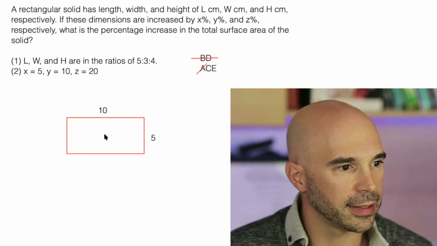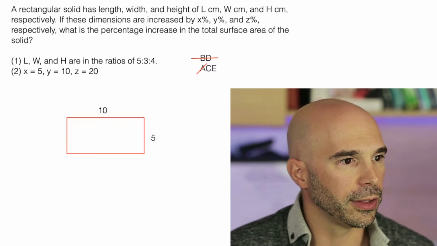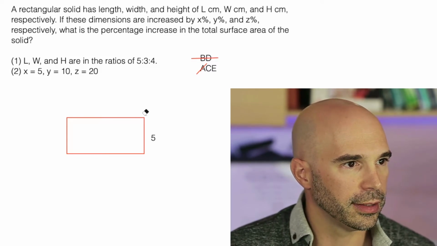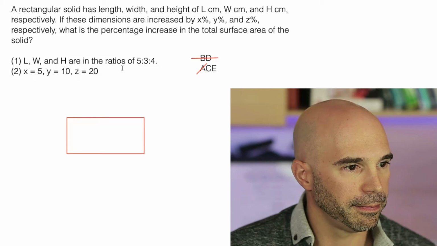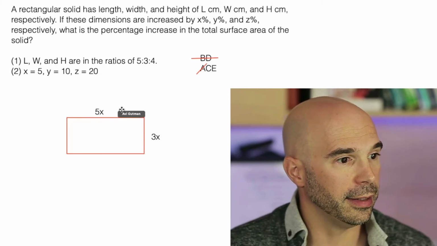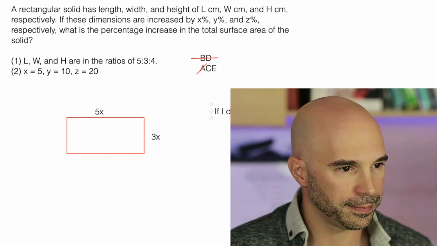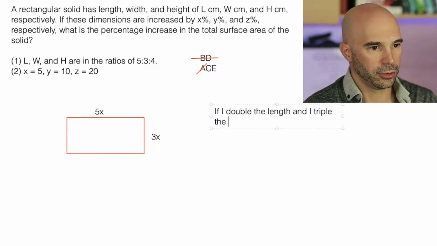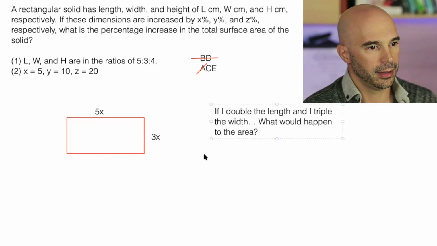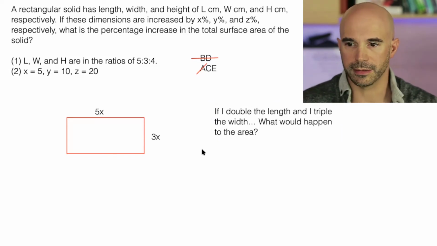Let's think about that. So let's say that we're talking about this rectangle. And let's say that I know that the ratio is 5 to 3. So let me change these. We'll call it 5x and 3x. That's the length and width. And then I tell you that I increase this one by, well, let's just make it simple, right? We'll double the length and I triple the width. What would happen to the area? Let's see if in a two-dimensional situation it would be sufficient.